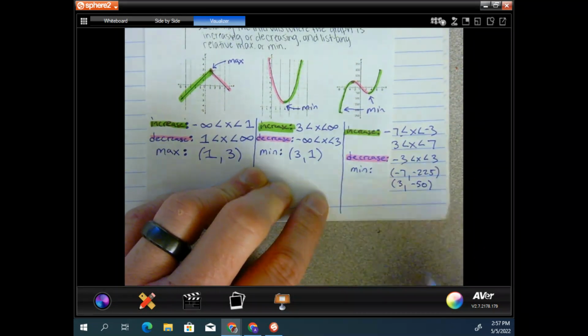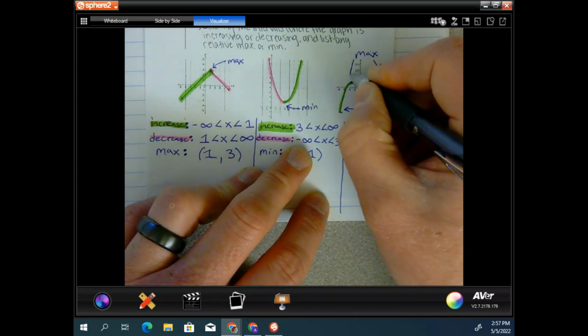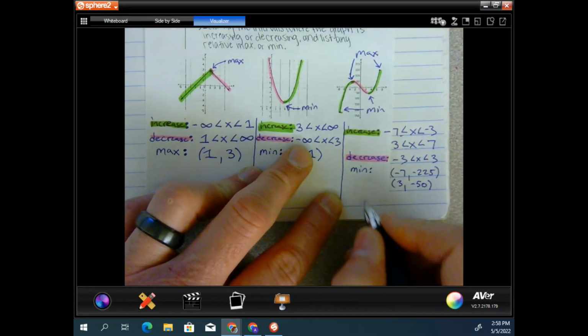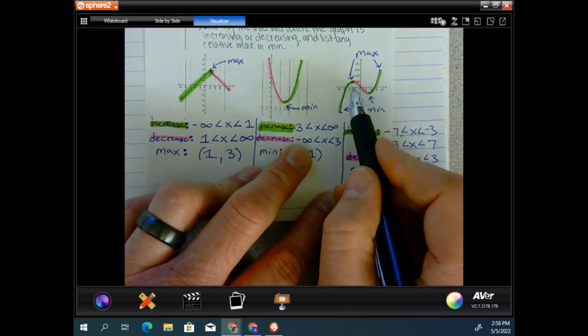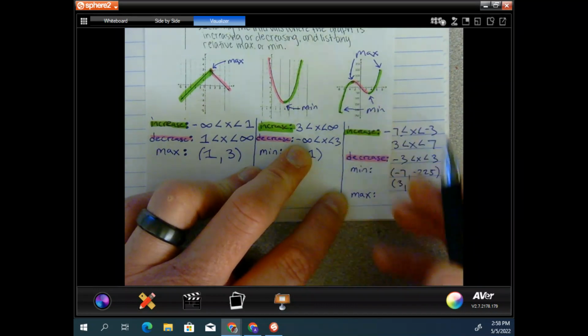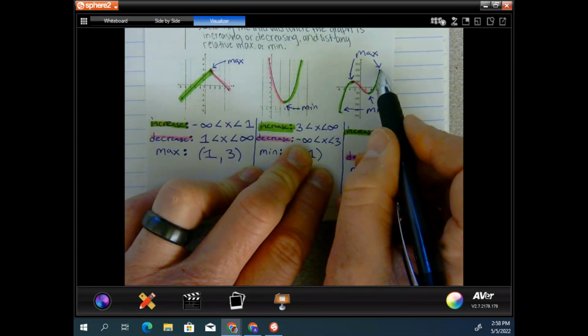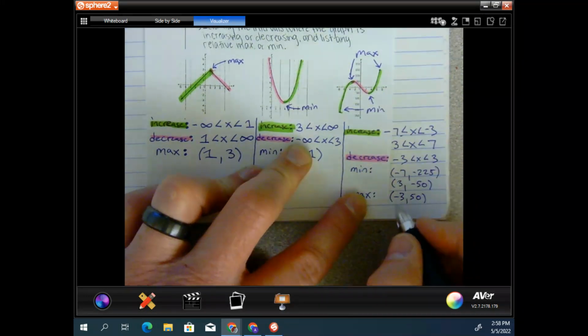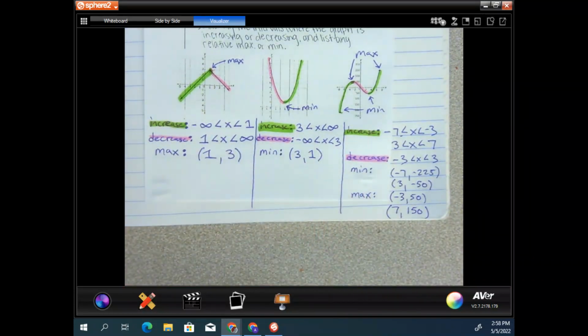And then I also have 2 maximums. I have one here, and I have one right here. My maximum points are negative 3, 50, and I have this point, which is also a maximum, which is 7, 150. So those are the answers to those examples.